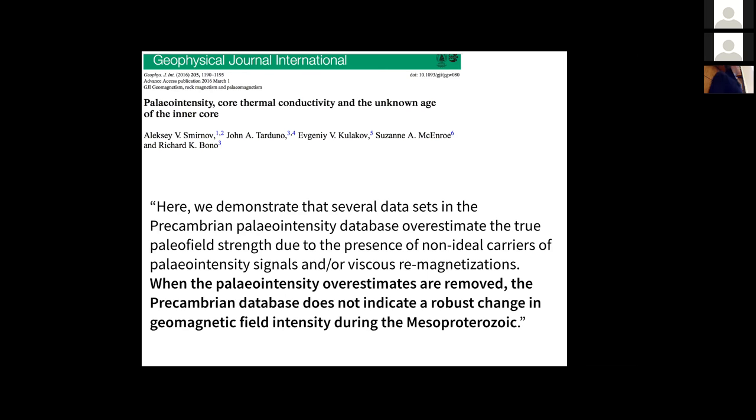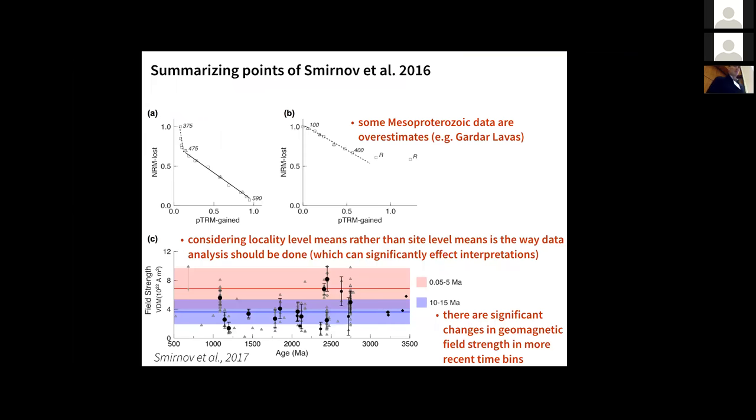I think the main point that was highlighted in here, this is a quote from the abstract of the paper, was the argument that there are several data sets in this late bin that are argued to overestimate the true strength, and that when these overestimates are removed, the database does not indicate a robust change in geomagnetic field intensity during the Mesoproterozoic. And I'll show some examples of the data from which that argument is being made.